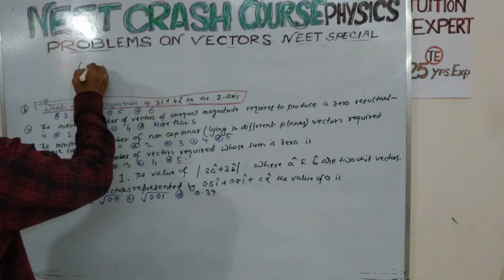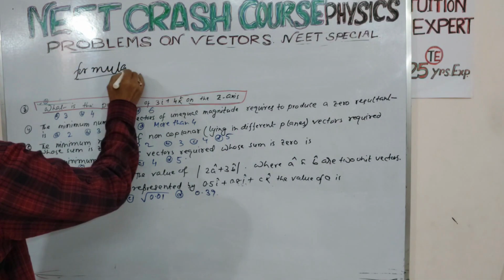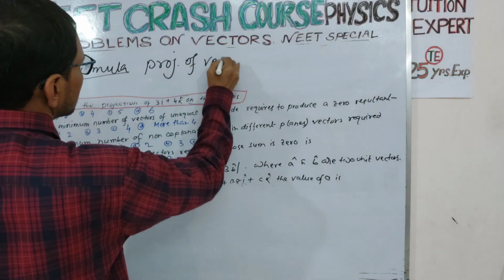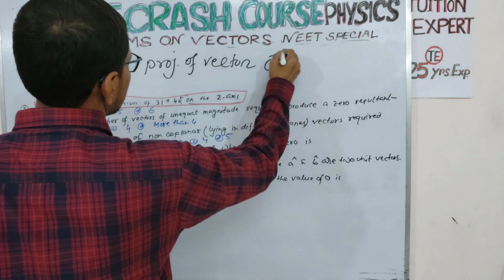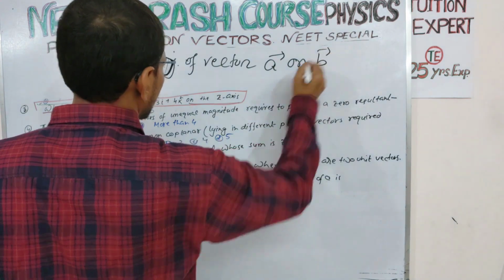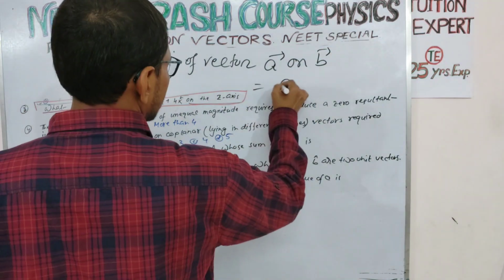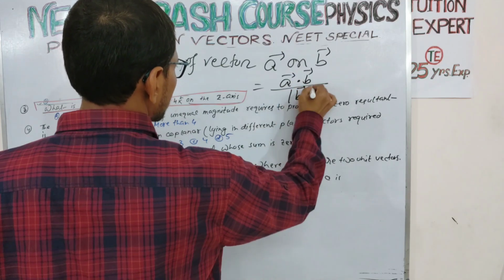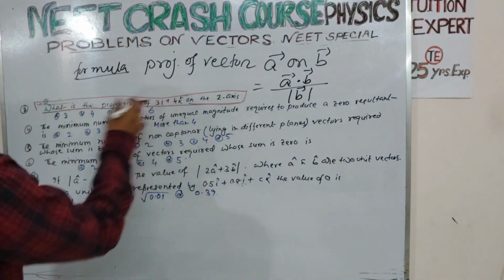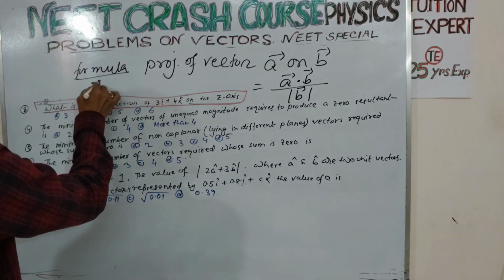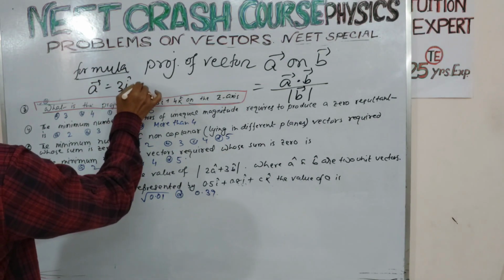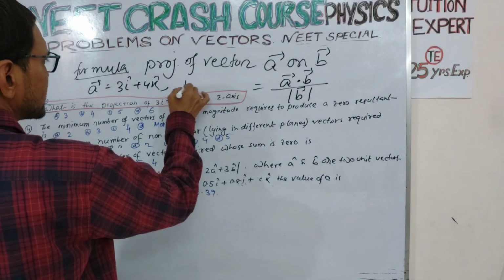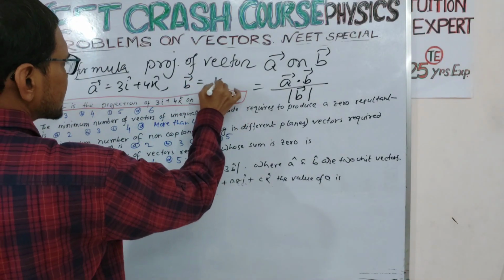The formula is projection of vector A on B, what? A dot B by mod B. This is the formula. So here one vector A is 3i plus 4k, another vector on z axis. So z axis we take unit vector along z axis is k vector.